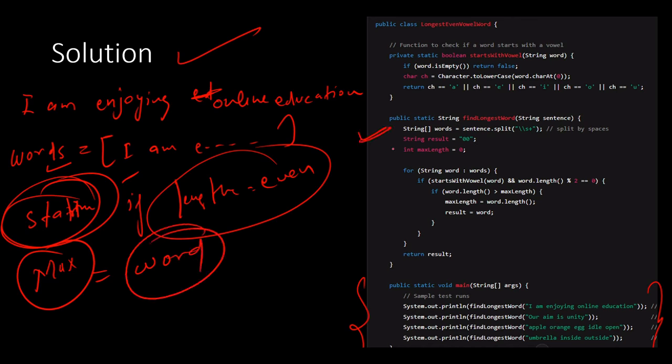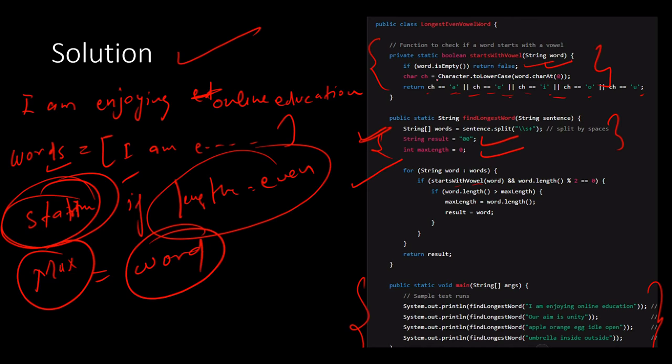So that's what we are doing here. First, we are splitting the sentence. This will be our maximum length at the initial point, and this is our initial result. We are looping over the array, then passing each word to this function called startsWithVowel. In this function, if the word is empty or not starting with a vowel, we return false. If it is starting with a, e, i, o or u, we return true.